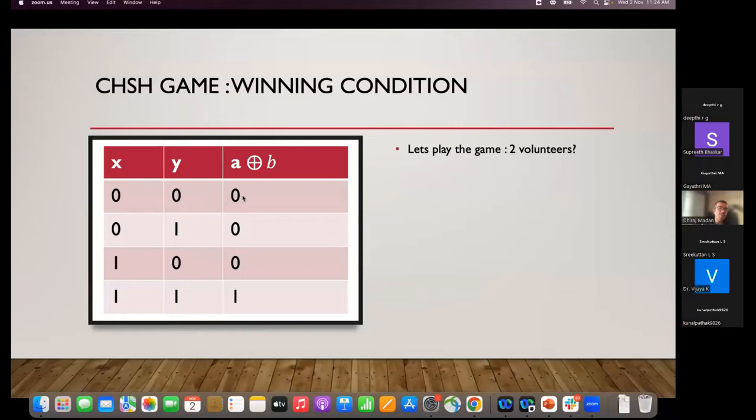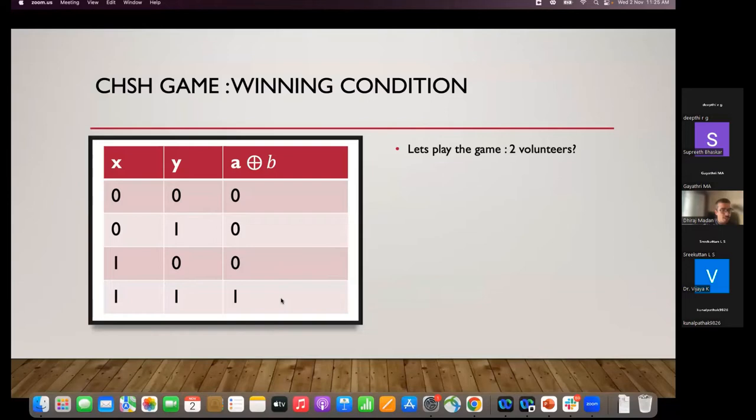However, in the 0 and 1 case, you will lose the game, because your outputs are going to be 0 and 1, so XOR is going to be 1, which is not 0. In the third case, again, it's similar, so you'll lose the game. In the fourth case, you will win the game. So you win the game with probability half in your strategy.